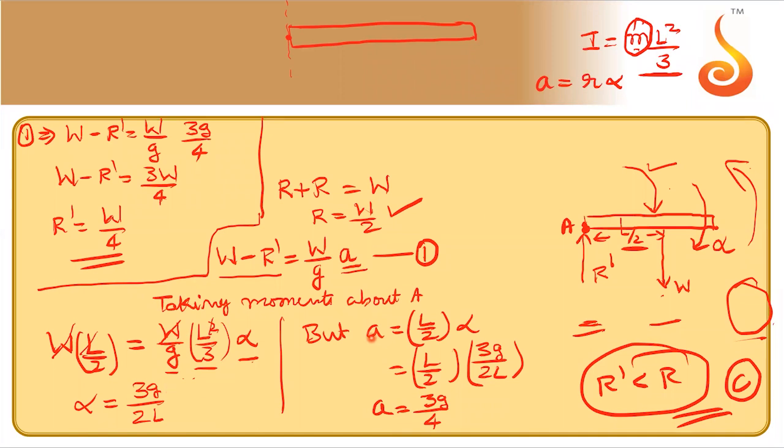But a is R into alpha. R is what? R is L by 2. So it will be L by 2 into alpha, so you'll get a to be 3G by 4. Substitute this in the first equation, you'll get R dash is equal to W by 4. Originally it was W by 2, now it is W by 4. So R dash is less. Hope you have taken this. Shall we move on to the next?